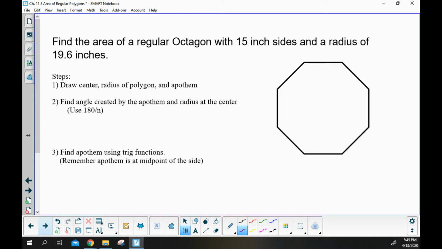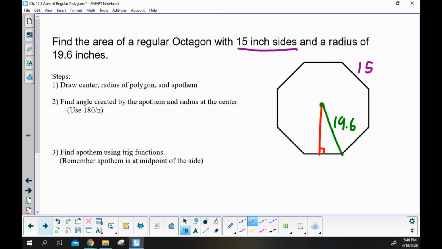So I'm going to kind of do this a little here. I know that the sides are 15, so I'm going to put 15 on one of the sides. And I'm just doing top right because I'm going to use the bottom here because I like to work on the bottom here for my triangles. And it says that I have a radius of 19.6. So I'm going to put a center, and then I'm going to draw a radius here down this way, and I know this is 19.6. And our steps say, draw a center, radius of the polygon, and apothem. So I drew a radius, and now I'm going to draw my apothem. And my apothem drops straight down and is perpendicular.